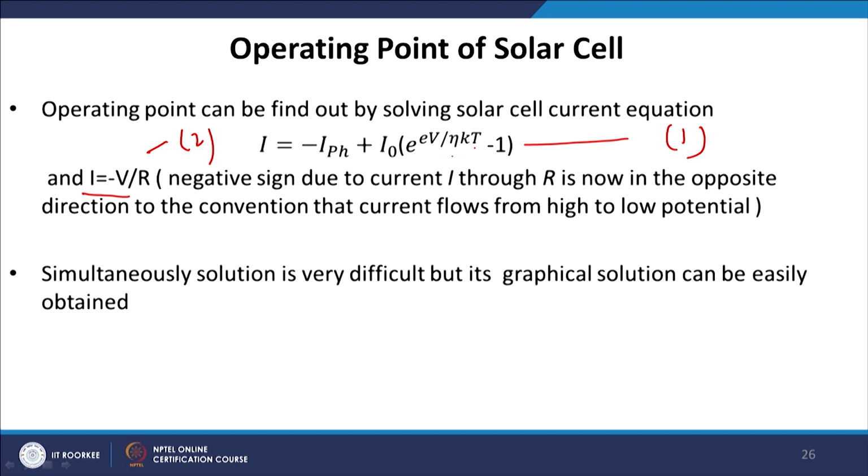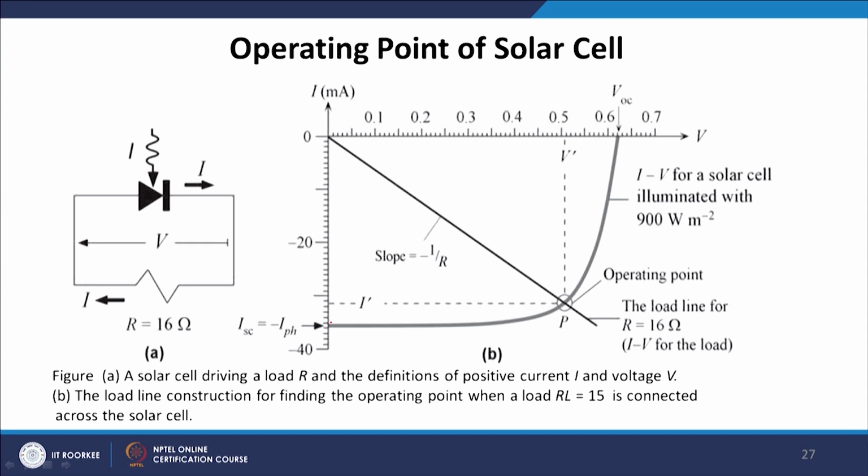Simultaneous solution is very difficult, and usually it is done graphically as we have done earlier. So, if we plot the IV characteristics of a solar cell, it is given by this curve, and the load line, the load curve, which is V equals minus IR, is given by this. This kind of construction is called a load line construction. Now, both these curves intersect at the point P. So, point P is the operating point of this device.